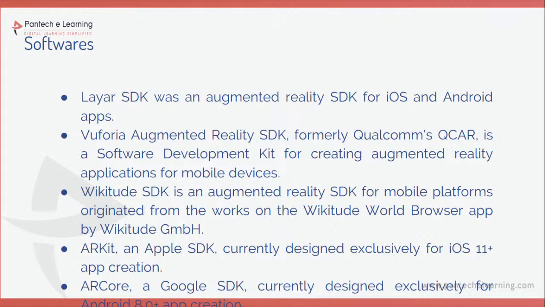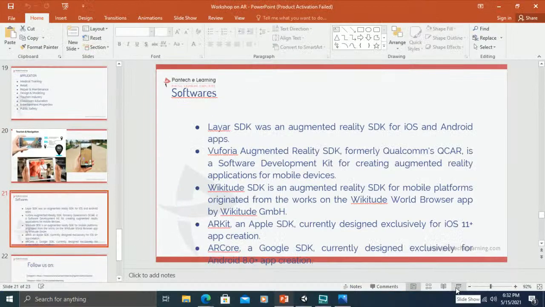And the next one is ARCore, which is created by Google as an SDK. These are the different kinds of software which we use for developing augmented reality. Among them, we are going to work fully on Vuforia augmented reality. Vuforia is a development portal.